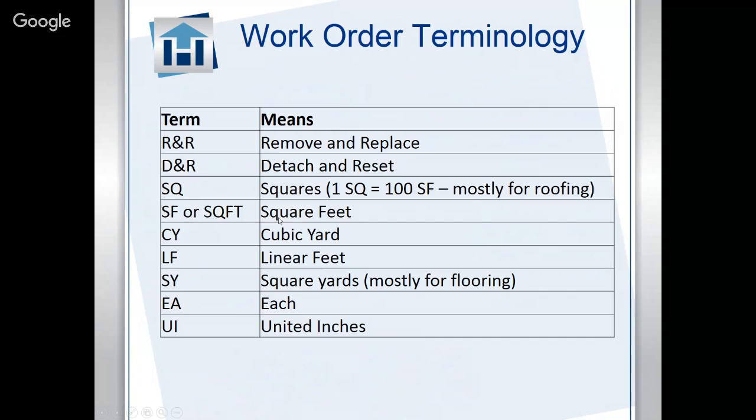Square feet, most of us are familiar with, but here are the abbreviations you'll see many times. A cubic yard is CY. A cubic yard is typically 3 feet by 3 feet by 3 feet. It's about the size of a dryer or a clothes washer or something like that. That's what a cubic yard is. Linear feet is abbreviated as LF. A square yard is SY. It's mostly used for flooring. You might see an EA, which stands for each, and at times you might even see a UI, which stands for United Inches.